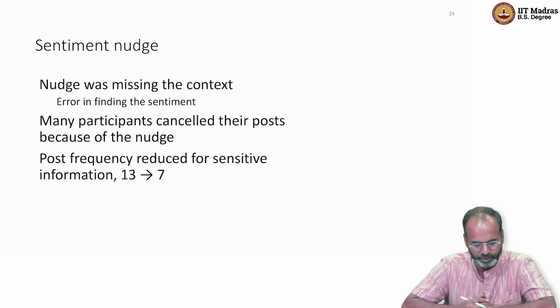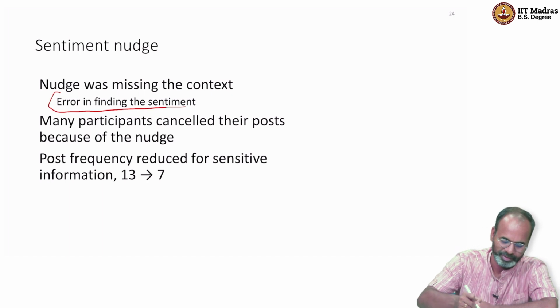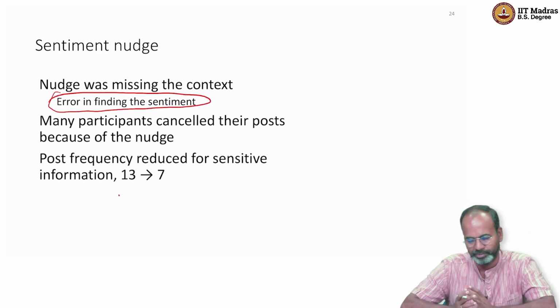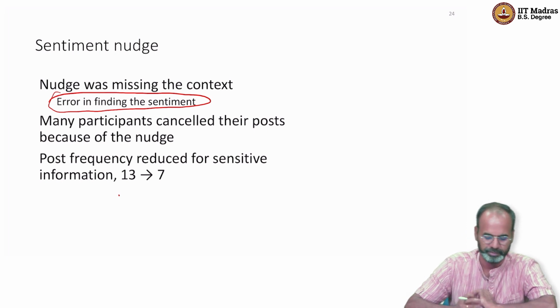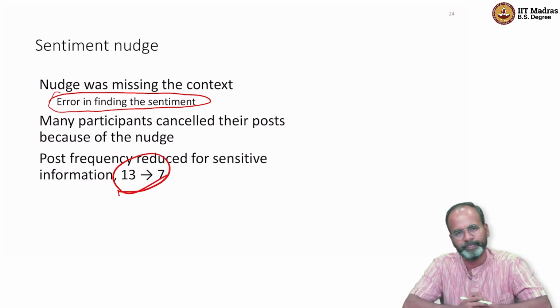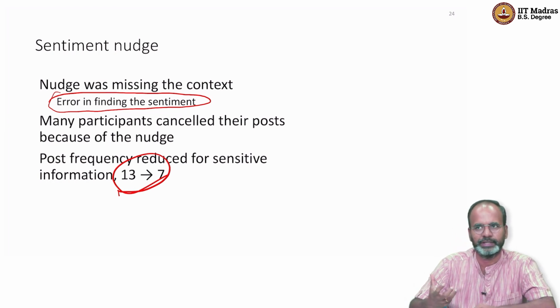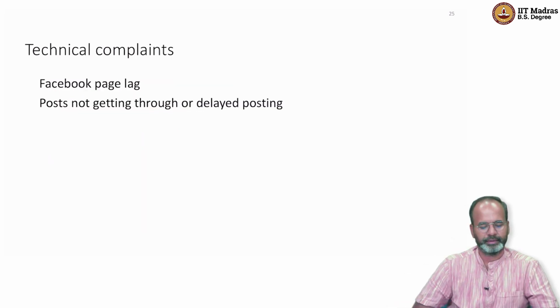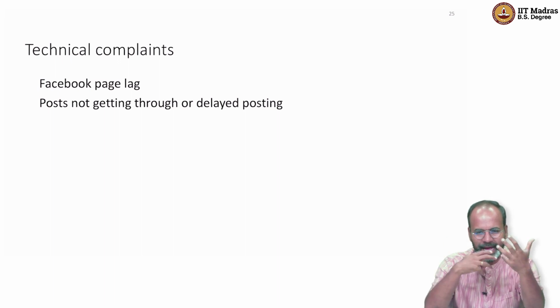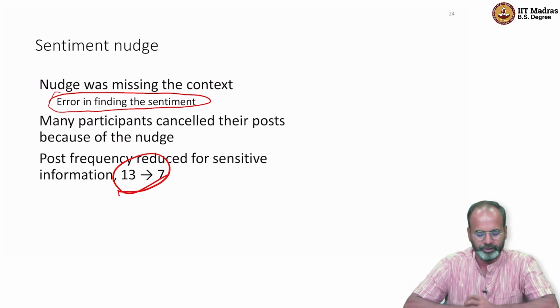Sentiment nudge. The nudge was missing the context. Error in finding the sentiment. This is probably more of an NLP problem or a technology problem rather than a user behavior problem. Many participants canceled their post because of the nudge. Post frequency reduced for sensitive information from 13 to 7. Right, that kind of helps, right? You can see that the nudges presented are changing the user behavior. Technical complaints, Facebook page lag because of the app, because of the extension. Facebook was taking some time, so that is about observations from the sentiment nudge.